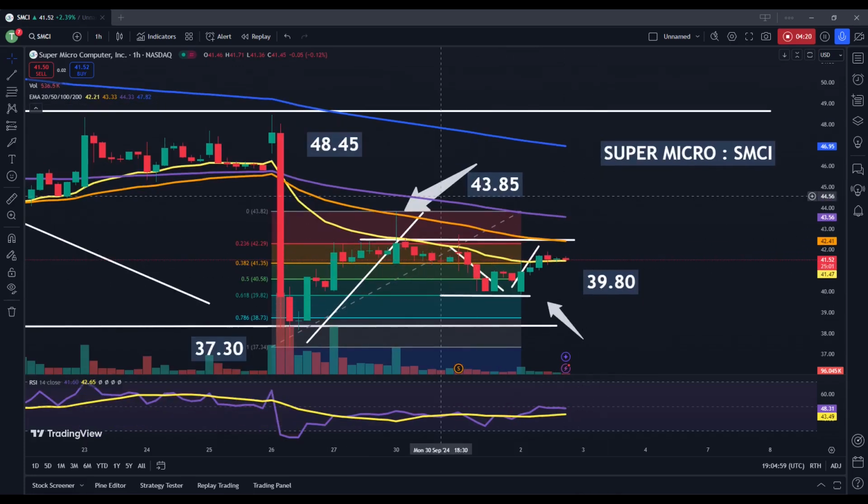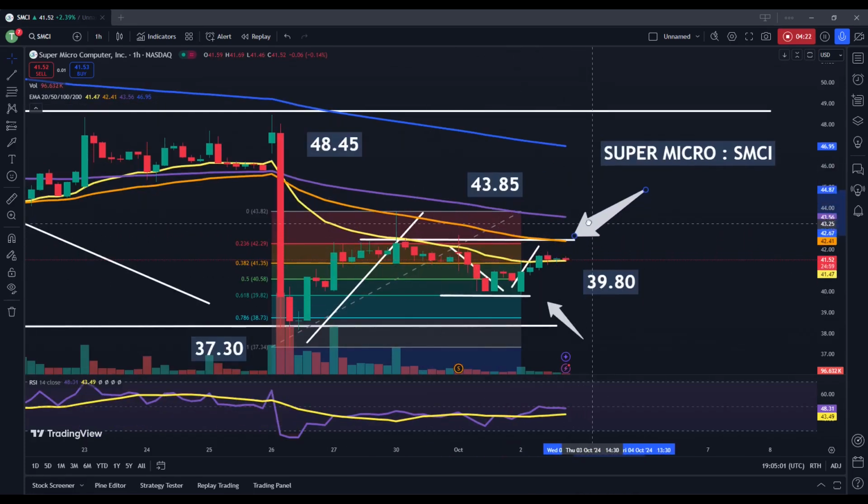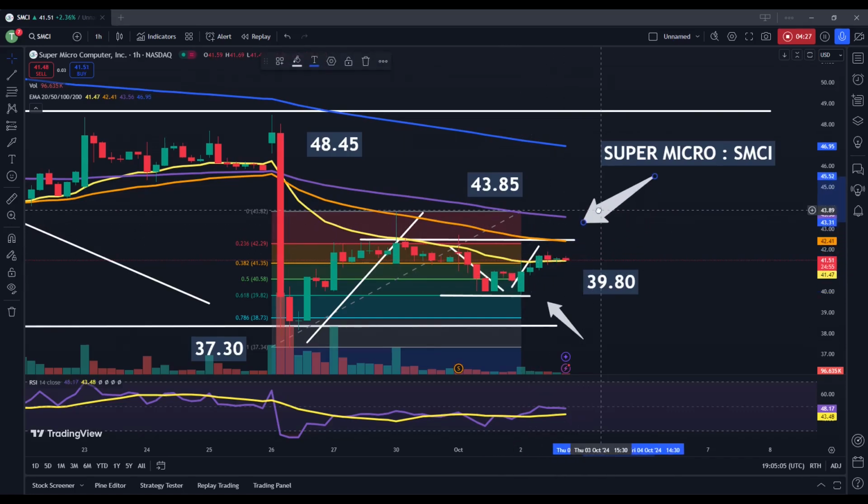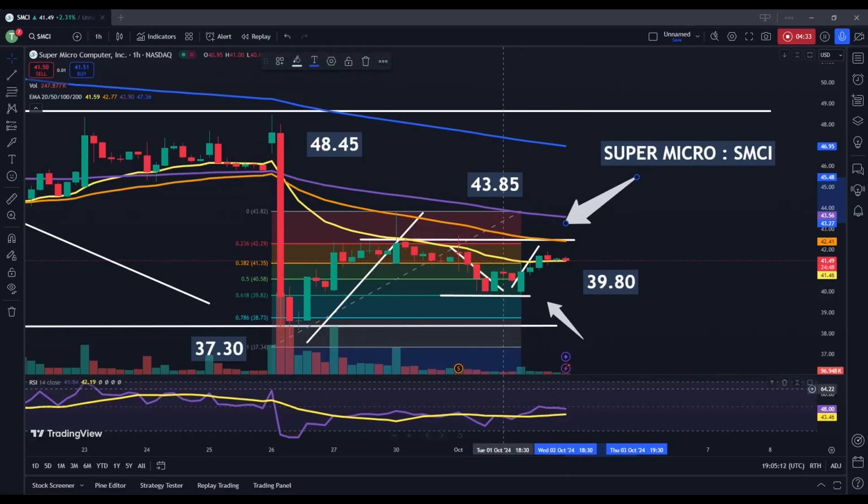So if we do see a break above here, this sort of range area here, then I would be more likely to expect to see that $39.80 support level start to hold here longer term.